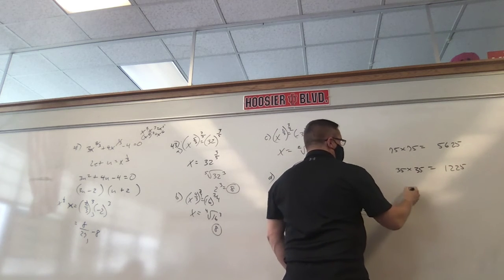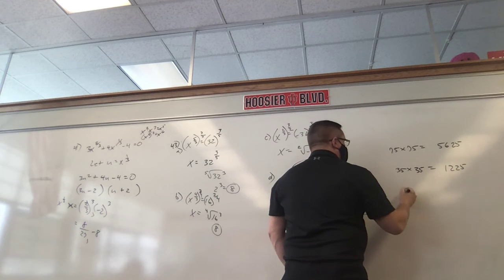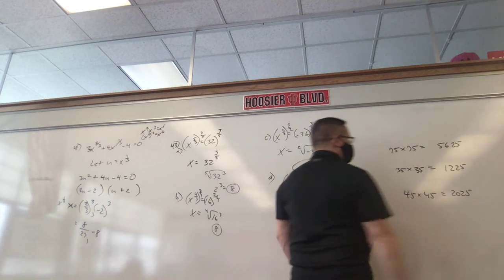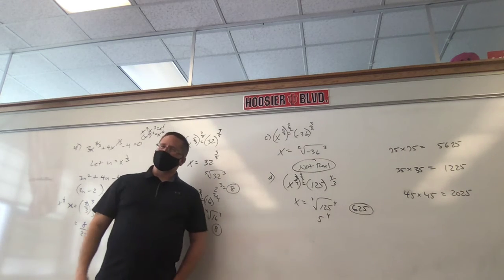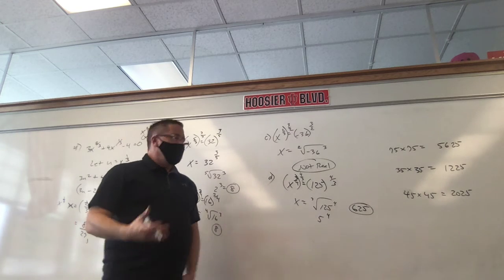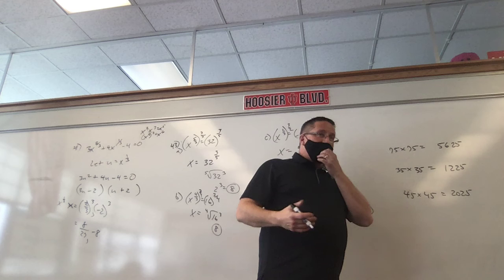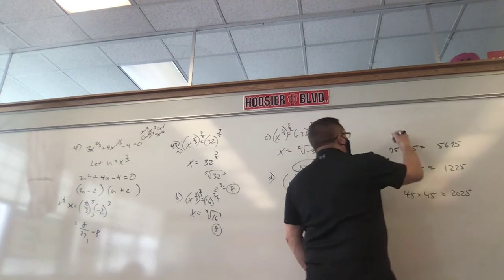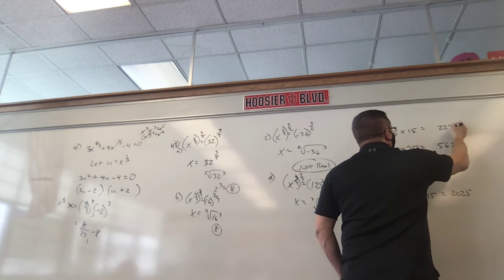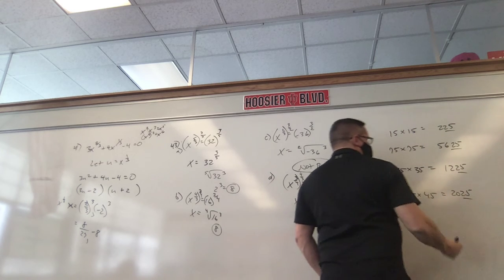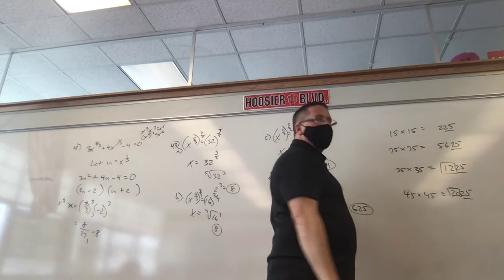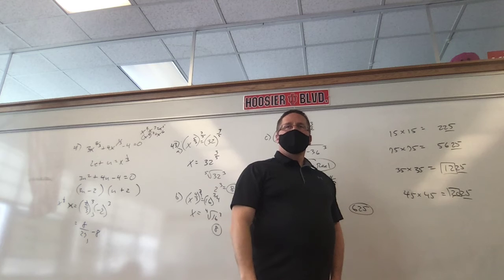Let's do 45 times 45. It's 2025. Anybody see what they all have in common? They end in 25. If you have a 2-digit number times itself ending in 5, like 15 times 15, it's 225. They all end in 25. Now where did the 20 come from on this one? It's the first digit times the next number.